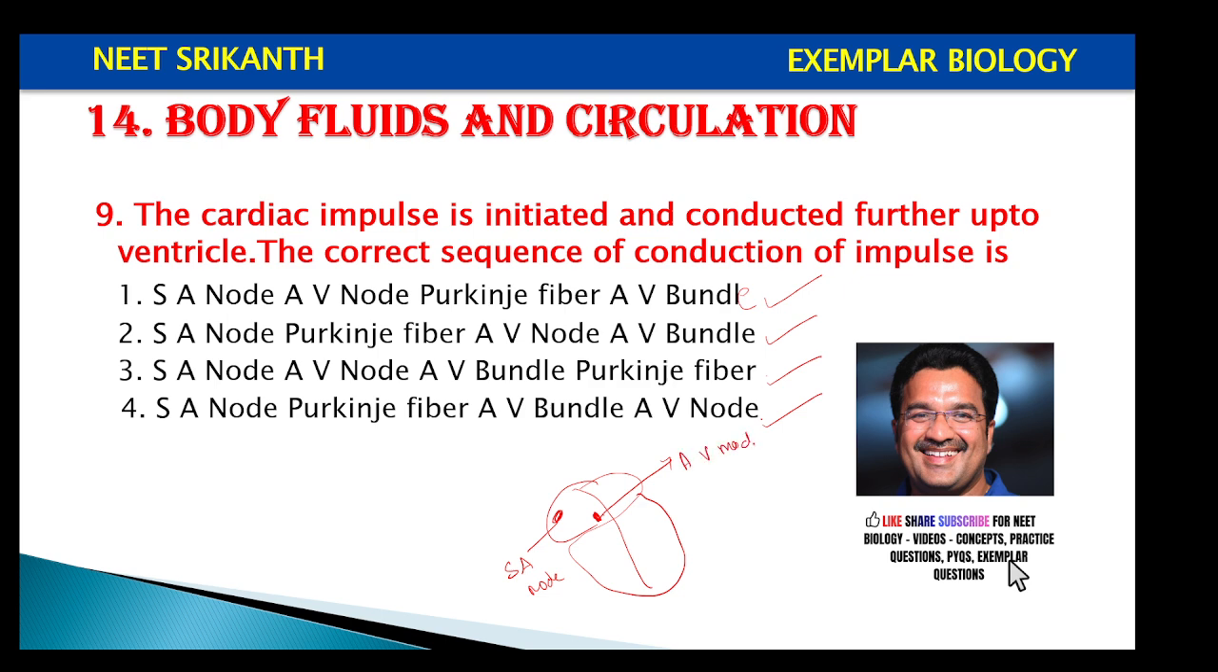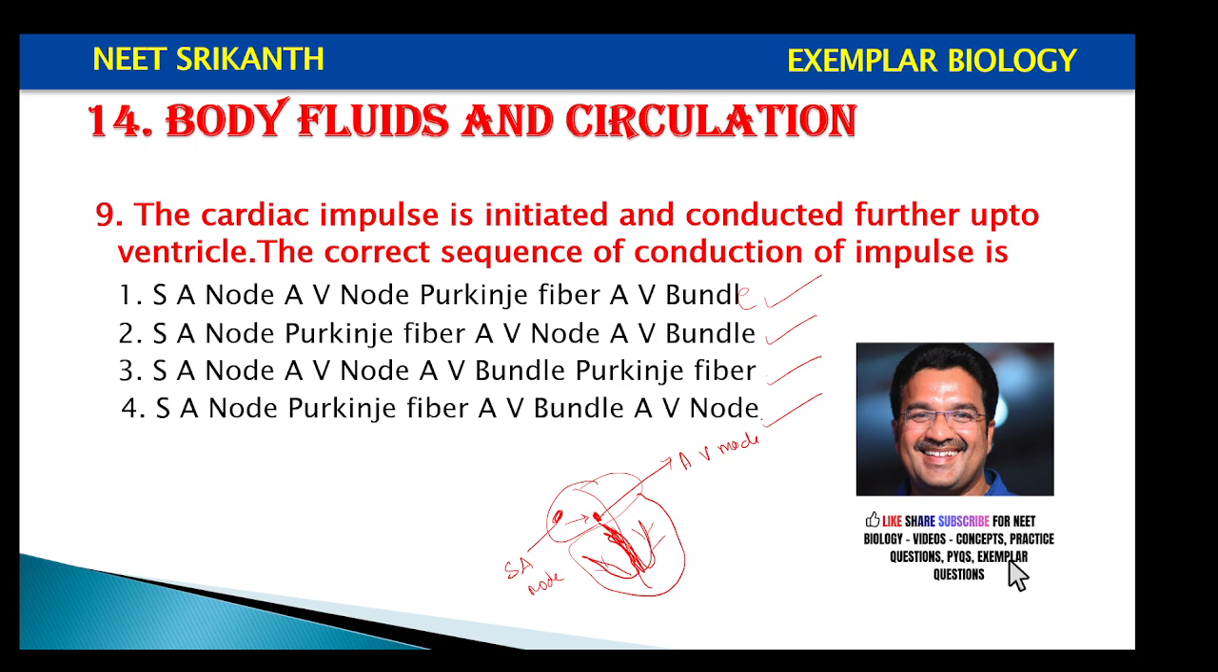Atrioventricular node. Electrical impulses come from the SA node to the AV node, then to the bundle of His. From there, the bundle of His runs through the interventricular septum. From there, the bundle branches and Purkinje fibers are entered.